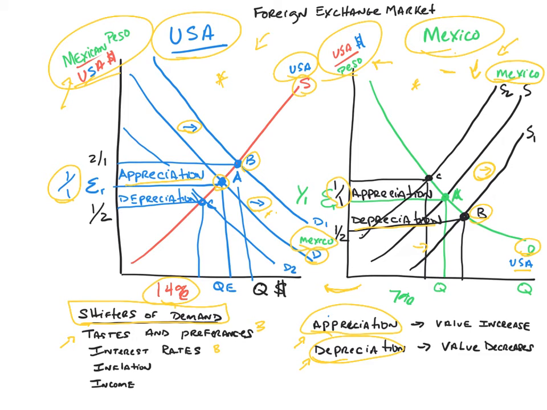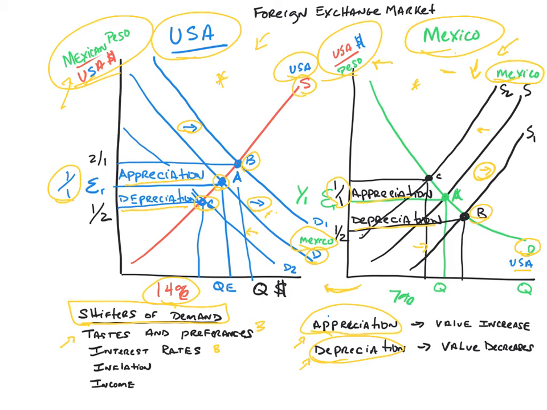In doing so, what's going to happen because of the high prices in the United States, essentially, the demand for our currency is going to shift to the left to point C. So we will shift to the left, and of course, for Mexico, they will shift their supply of currency to the left, appreciating their currency and our currency depreciating.